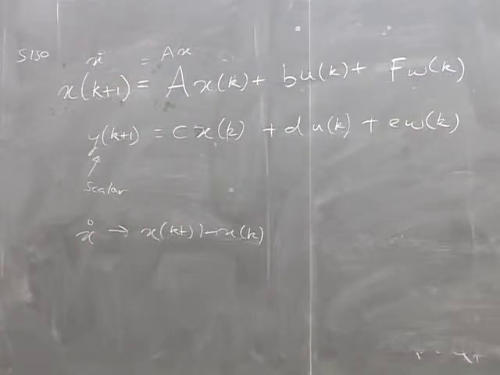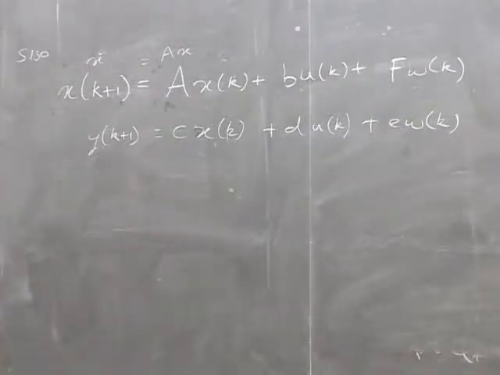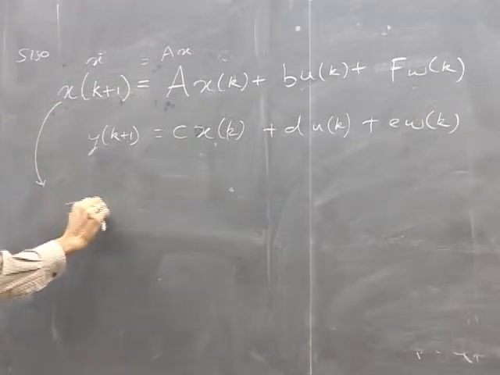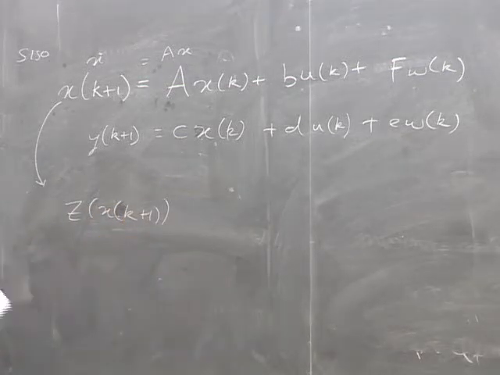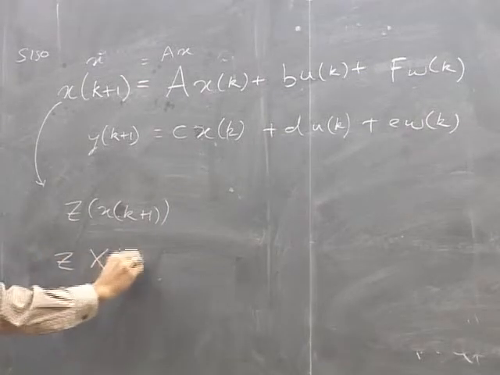Okay, so we analyze this by taking the Z transform, as we normally do with the Laplace transform. Over here, recall that the Z transform of x_{k+1} is the forward shift operator, and that corresponds to z times X(z).